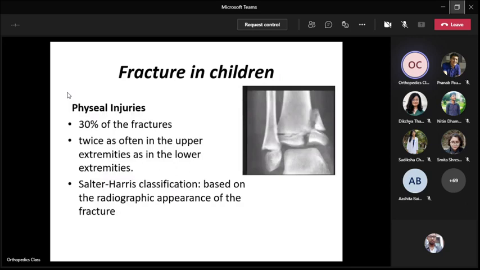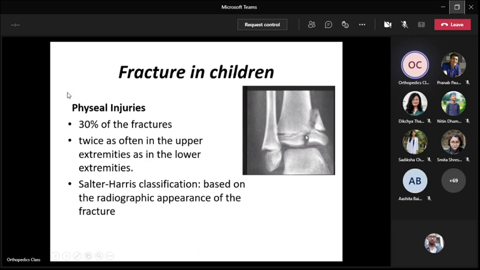So fractures in children: when there are fractures, there is a physeal injury. If you see in these pictures, this is the picture of the ankle joint. You see these are the lines. You may be confused, thinking these lines are fractures.